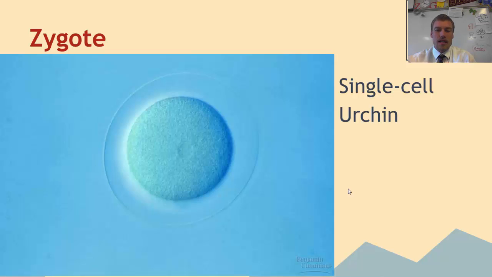So here we go. Here's our zygote. This is a single-celled urchin. You can see here is the cell itself, and then around the outside, this is that fertilization envelope that is going to help prevent fertilization by a second sperm cell.